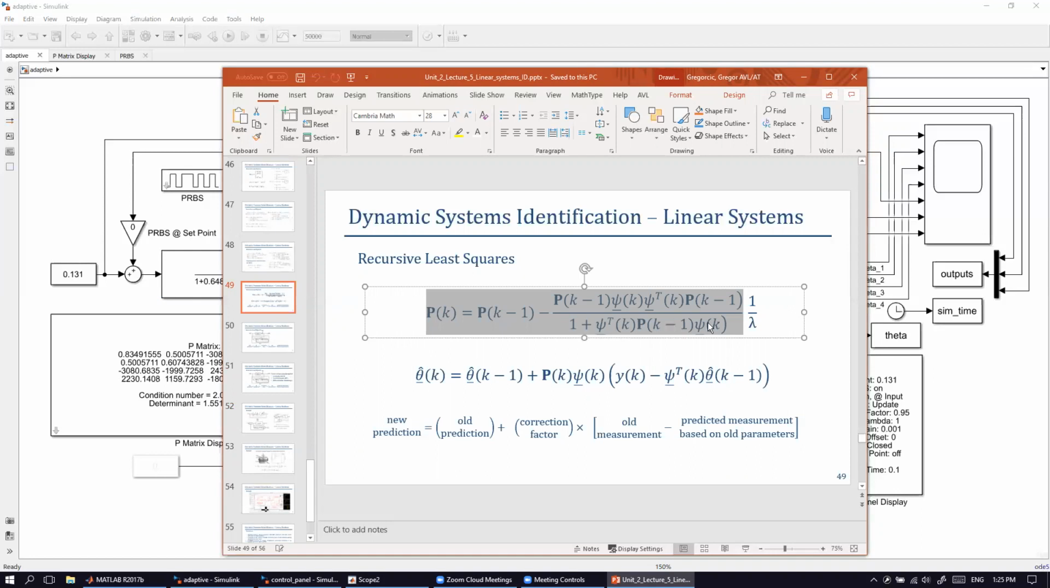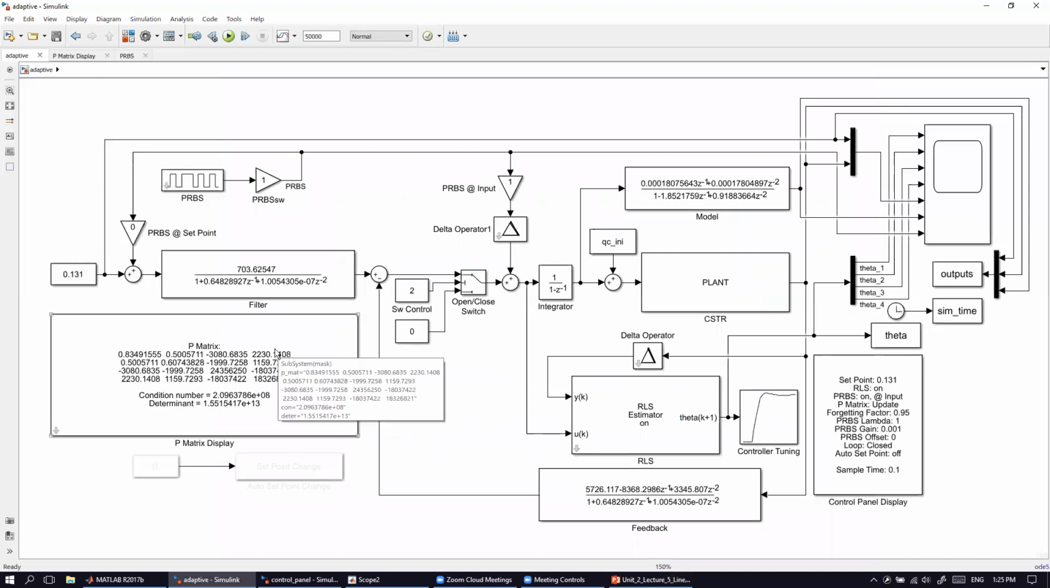It is sometimes very useful to take a look at how this matrix looks. And this is our P matrix display, which tells us the numbers. Yes, it is a 1, 2, 3, 4 by 4 matrix. So now this matrix needs to be well conditioned. We are not looking for the inverse, but it's still for good parameter estimation, it needs to be well conditioned.